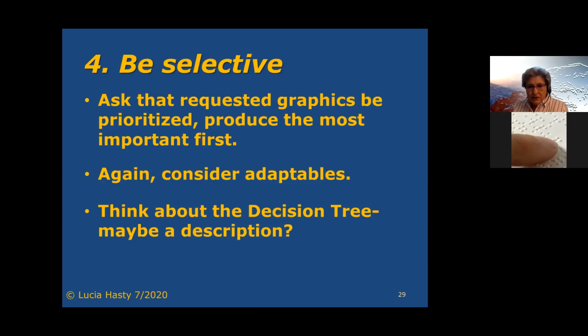Always go back to the decision tree and think about what's the best way to get this information to the student. The decision tree is in the guidelines and standards for tactile graphics. It's in chapter 2, and it sort of helps you think through the process of, is this the best way for the student to get the information? Is there another way that might help the student understand this a little better? Maybe a description, or maybe a graphic and a description, or maybe they don't need the information at all. Maybe there's another way for them to get the information in a way that's going to be more meaningful.